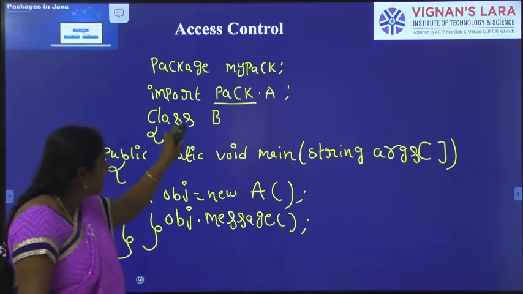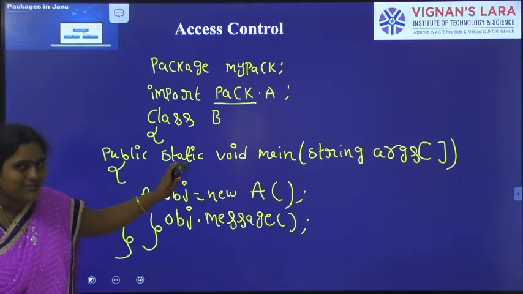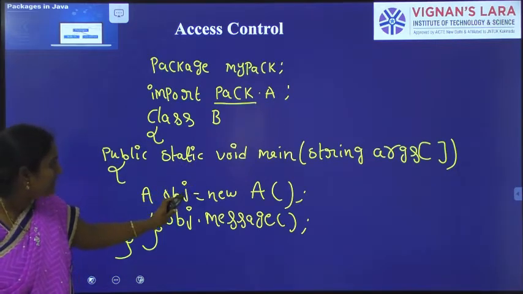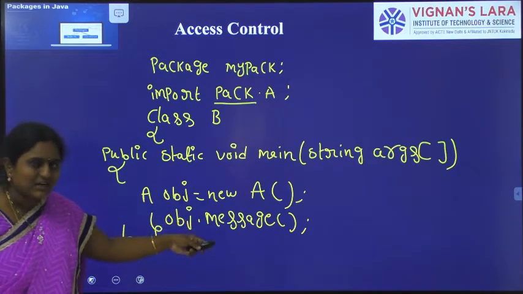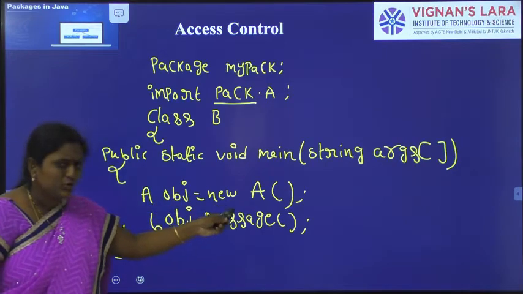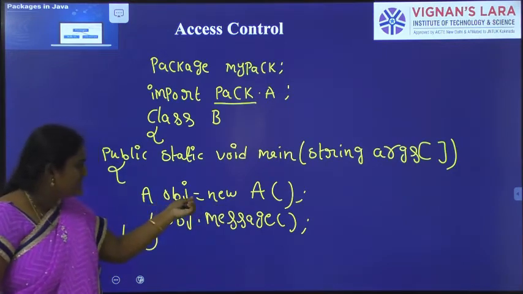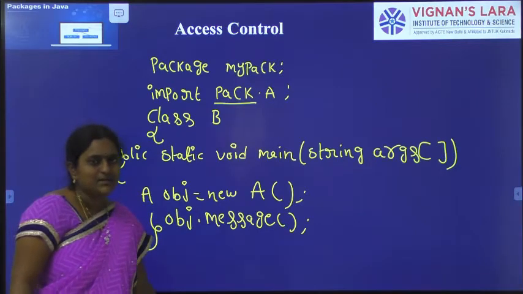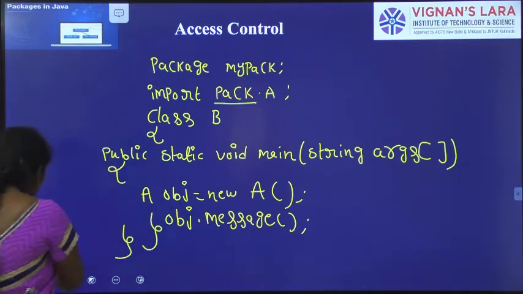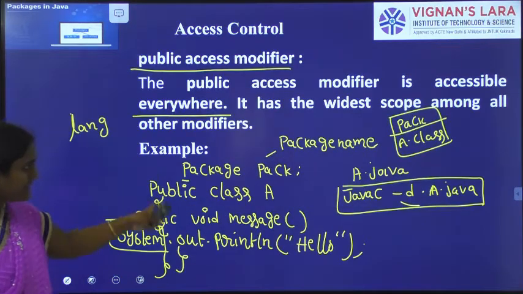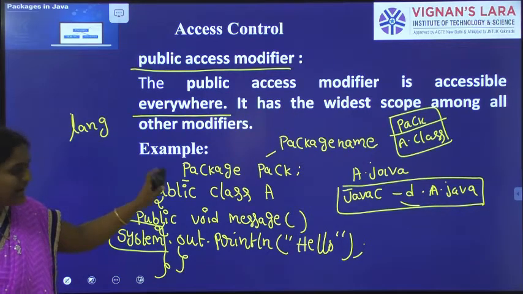So here I have created one class, B. In this class I have defined the main method. I have created an object of A class directly: A obj equal to new A. With the help of this object reference I am accessing the message method. Previously, I already saved and compiled this program.